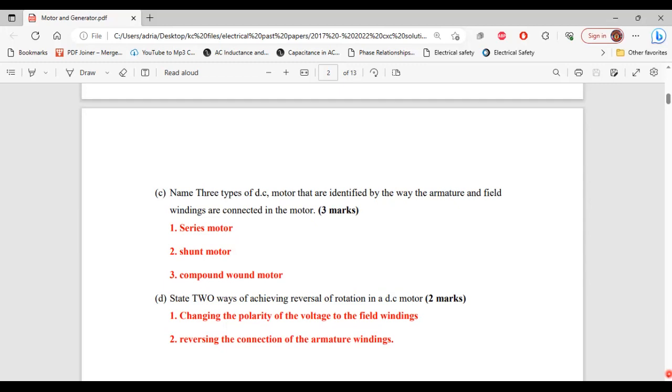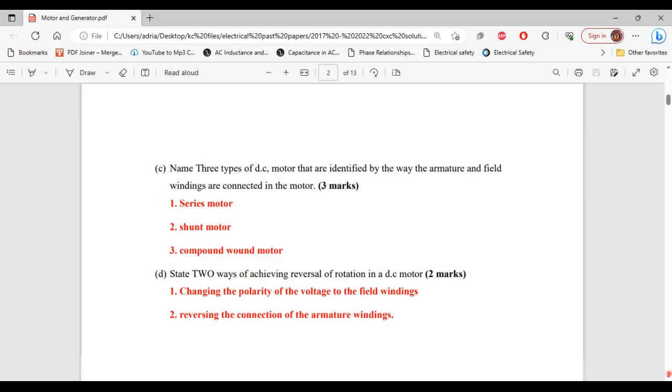Part C, it says name 3 types of DC motor that are identified by the way the armature and the field windings are connected in the motor. All right, so the 3 types of DC motors are series motor, shunt motor, and a compound wound motor. That's it for part C.